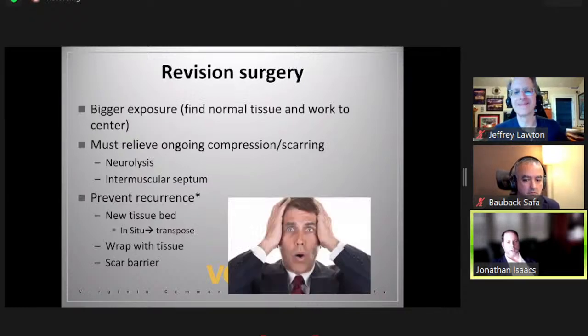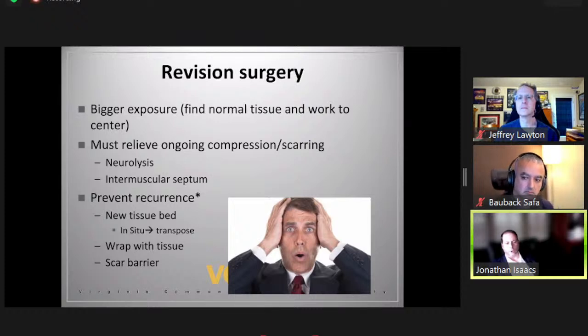So if you're going to do the revision surgery, as Bauback talked about, you're going to have a bigger exposure. You typically go above and below, find normal tissue, and work your way to your center. You have to relieve ongoing compression and scarring, so you have to do a thorough neurolysis, excising potential areas of impingement. And the big part of this is you have to prevent recurrence. There are several different ways you could do that.